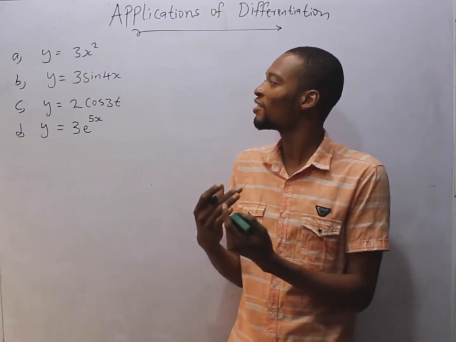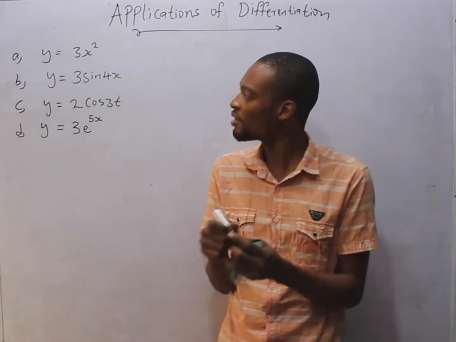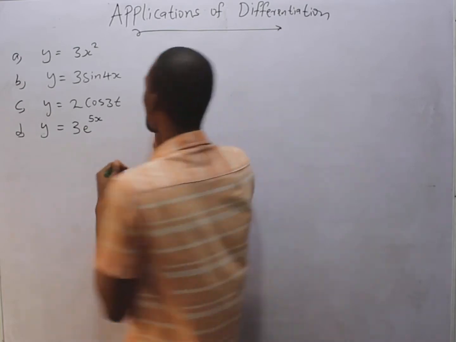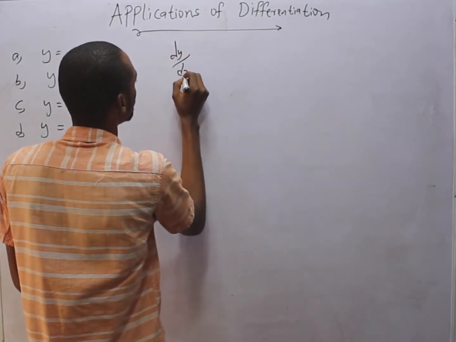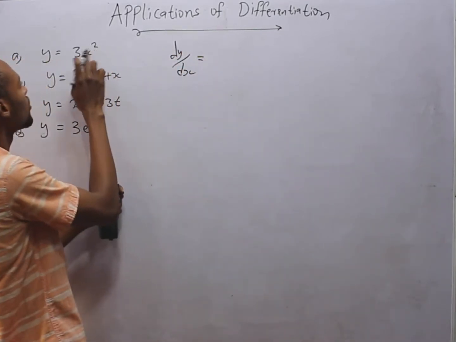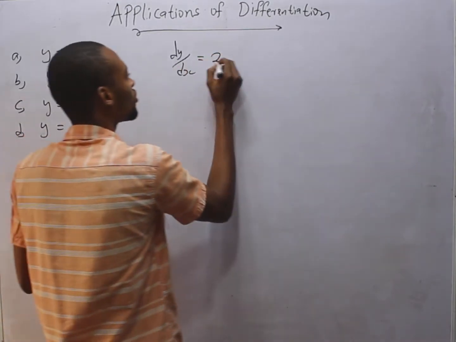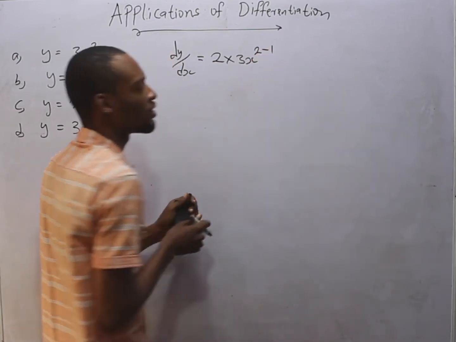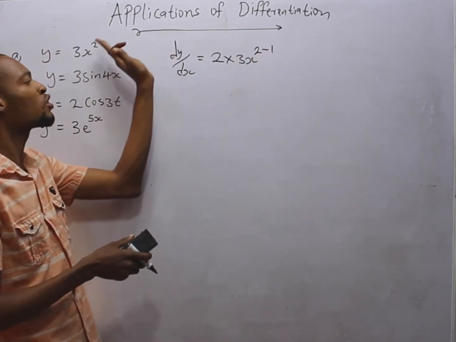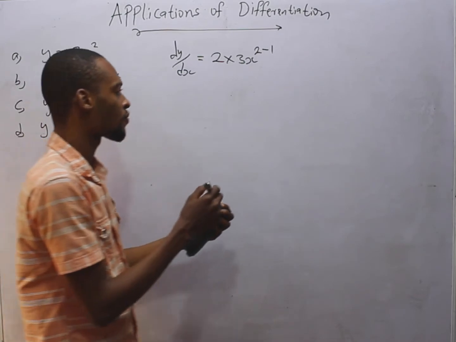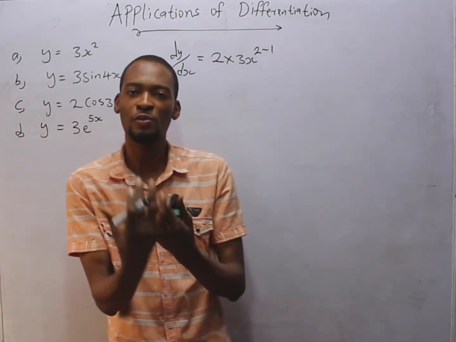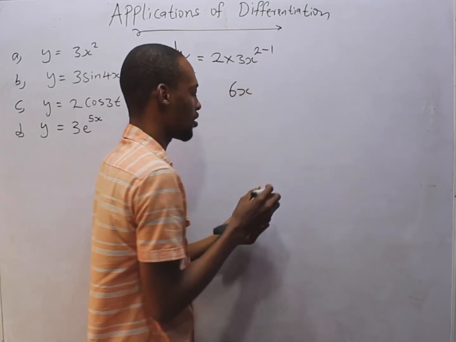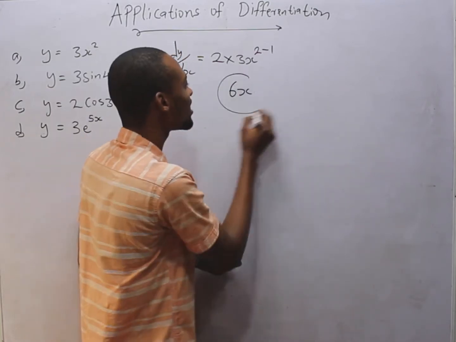As a revision, remember from differentiation, if y is equal to 3s squared, then dy/ds is simply equal to 2 times 3s raised to the power of 2 minus 1. We multiply by the power and we subtract 1 from the power. This is differentiation of an algebraic function. This gives us 6s. How about integrating 6s?